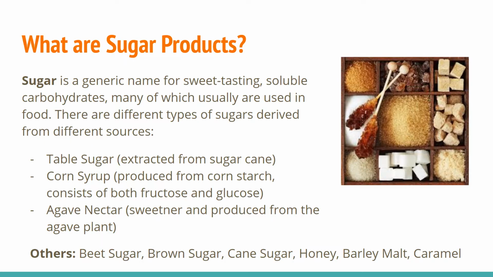Sugar is a direct name for sweet-tasting soluble carbohydrates, many of which are usually derived in food. There are different types of sugars derived from different sources, but the main sugars are table syrup, which is extracted from sugarcane, corn syrup, which is produced from cornstarch and consists of both fructose and glucose, and agave nectar, which is a sweetener produced from the agave plant. Other sugars are beet sugar, brown sugar, cane sugar, honey, barley malt, and caramel.